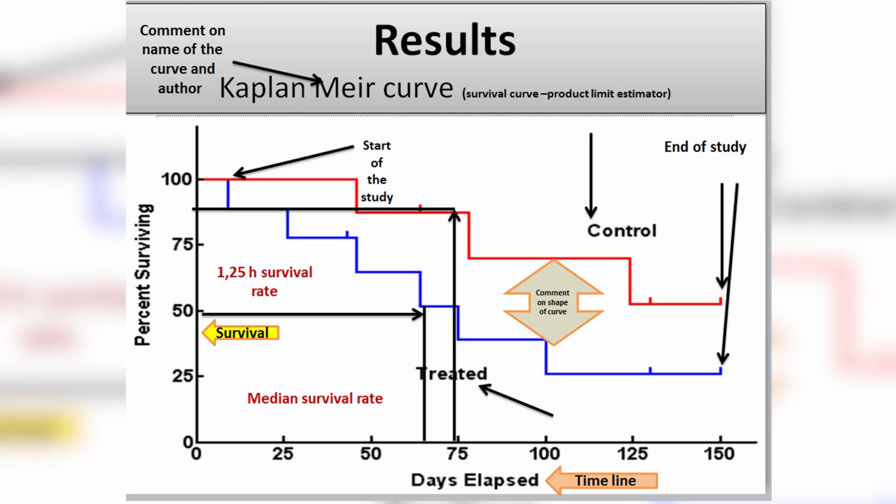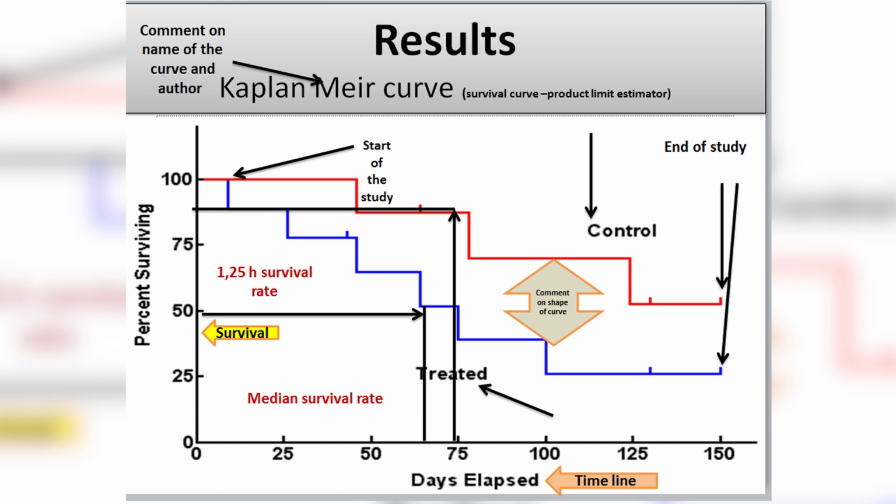Now the result. How large is the likelihood of the outcome event in the specific period of time, and then how precise is the estimate of the likelihood? This is the Kaplan-Meier curve. This is to explain for you the components of the Kaplan-Meier curve. I start by commenting on the name of the curve, the author, the date of publication and the reference of this curve. Okay, this is the Kaplan-Meier curve, or survival curve, or product limit estimator.